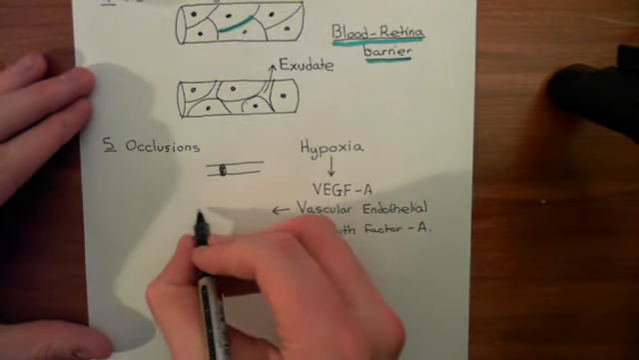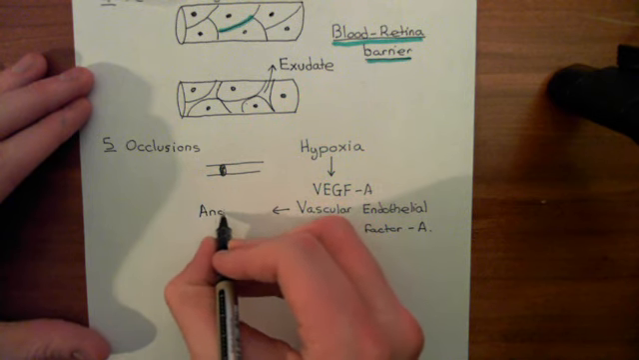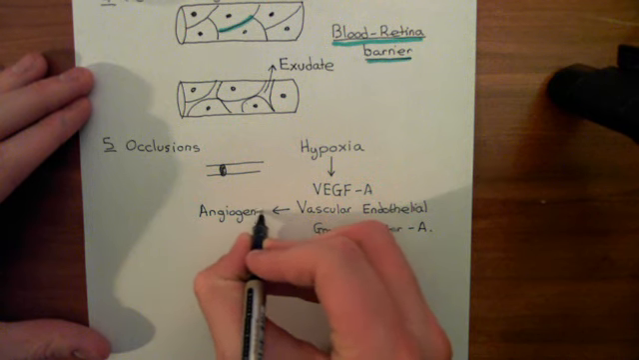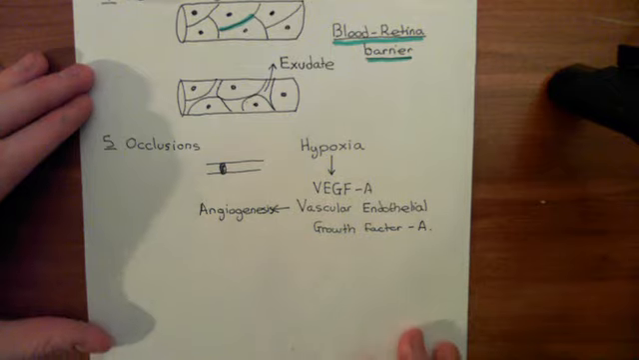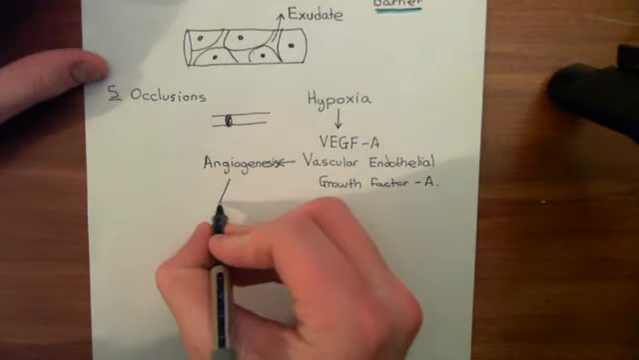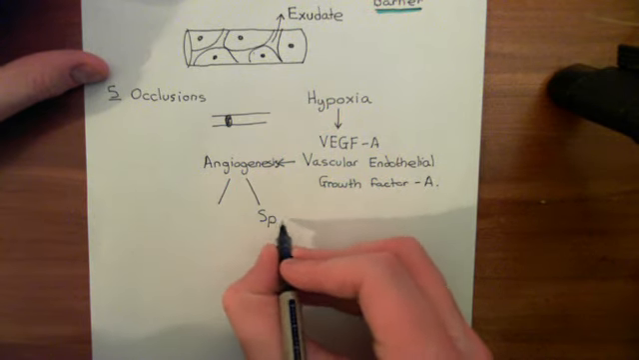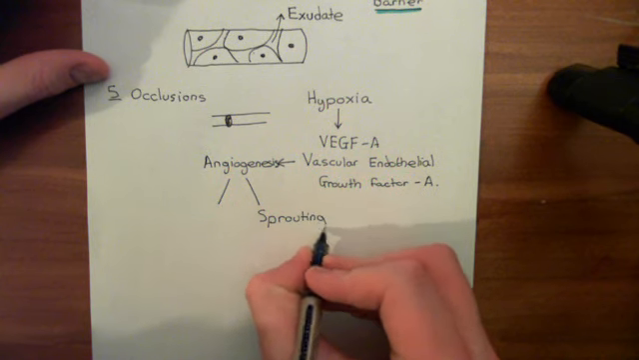So it will trigger both sprouting and intussusceptive angiogenesis. Okay, so let's talk about the two different forms of angiogenesis. Okay, so there's two major forms of angiogenesis that are known. The main one, the one that everyone thinks of when they think about angiogenesis, is actually called sprouting angiogenesis.